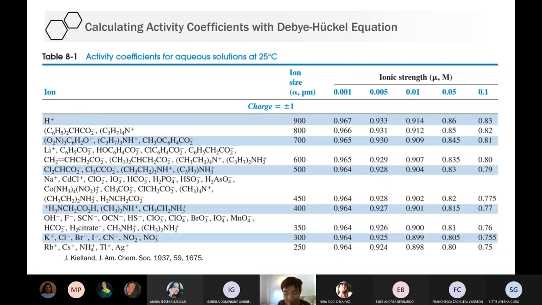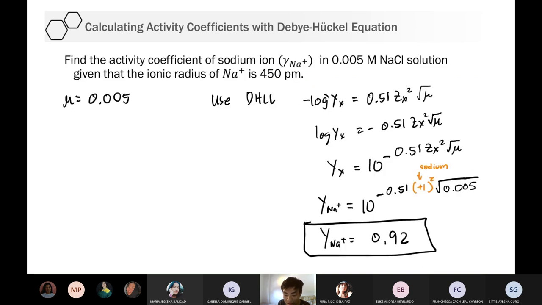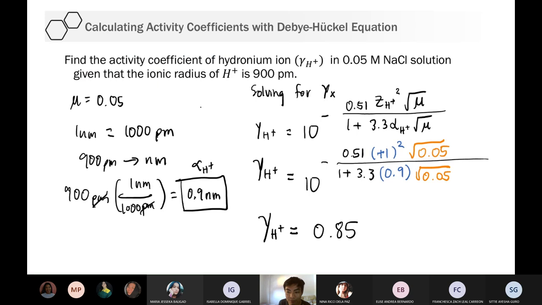Okay? So, yung mga gammas natin, they are already tabulated. No? They were solved already by scientists before. So this was published by Keeland in Journal of American Chemical Society in 1937. So sinolve na kasi nila dati pa, no? 1937 pa before World War II. So ano yung purpose natong table na to? The purpose of this table is for us to skip this calculation part.